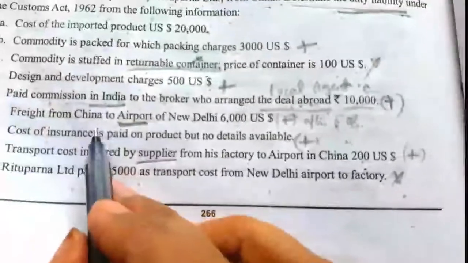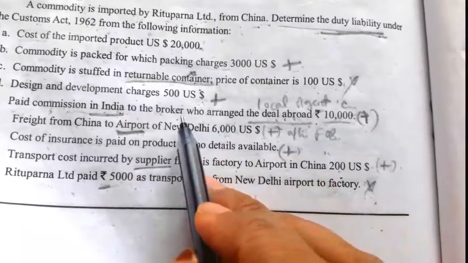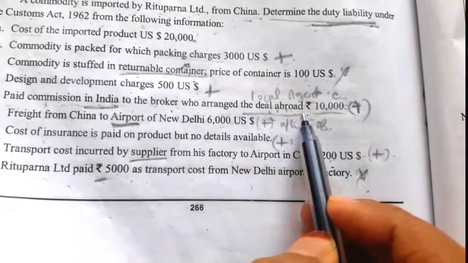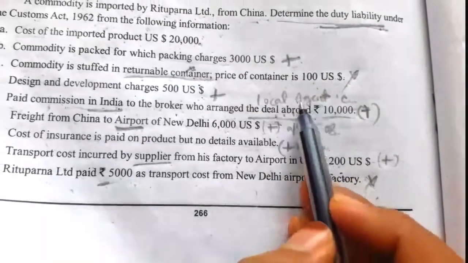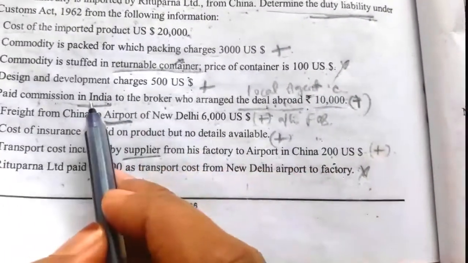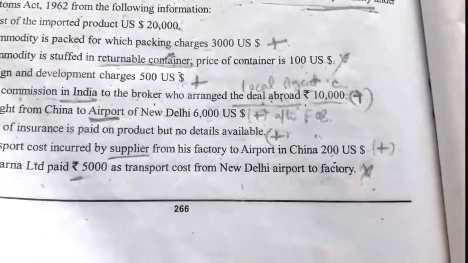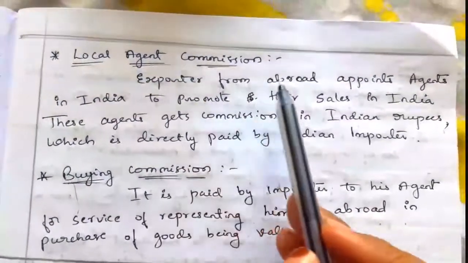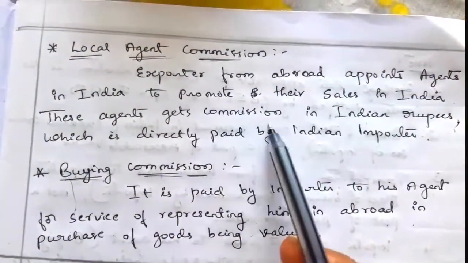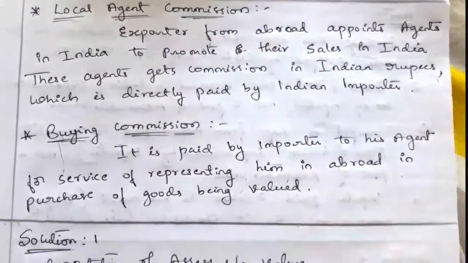Next, they have given commission paid in India to a broker who arranged the deal abroad. The broker who is arranging a deal abroad is nothing but the exporter's agent, known as the local agent. So the commission is paid in India by the importer to a local agent in the form of Indian rupees. This agent gets a commission in Indian rupees, paid by the Indian importer.